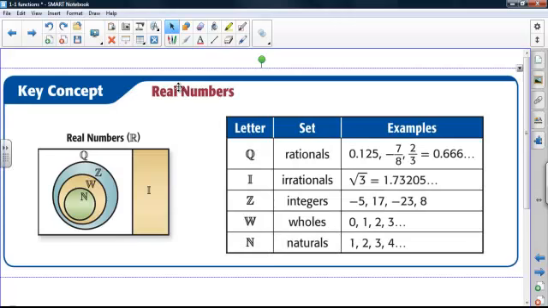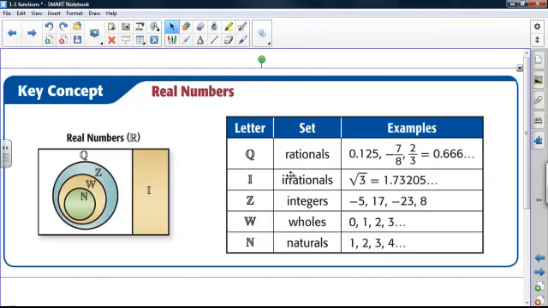The first key concept we're going to talk about is the real numbers. The real numbers consist of the natural numbers, the whole numbers, the integers, the rationals, and the irrationals. I'm going to start with the rationals. We symbolize the rational numbers with a Q. They are numbers that terminate or repeat in decimal form, or they are written as a ratio of two integers. They can be either both positive or negative.